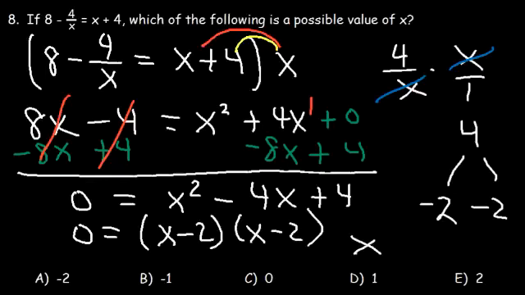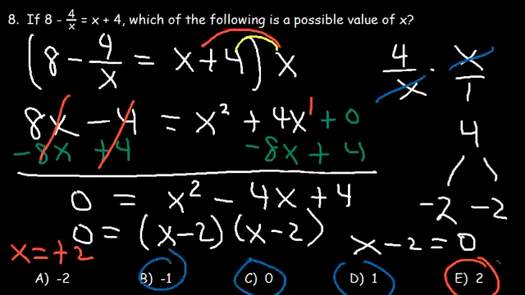So if we set x minus 2 equal to 0, and if we add 2 to both sides, we could see that x is equal to positive 2. So therefore, E is a possible value of x. Now, if you're having difficulty solving for x, what you could do is you can plug in each of these answers and see which one is true for the equation.